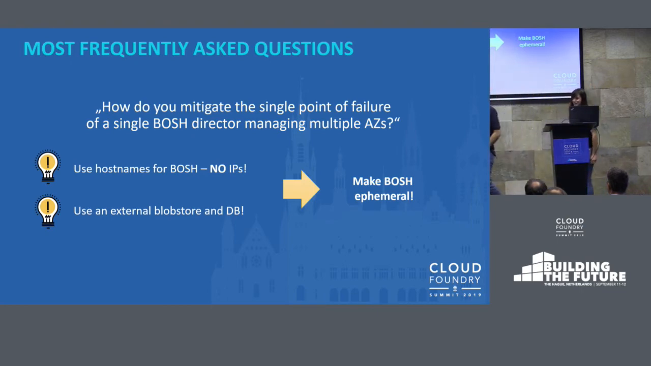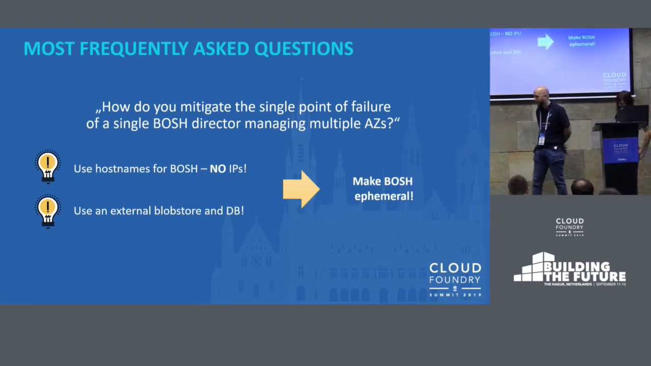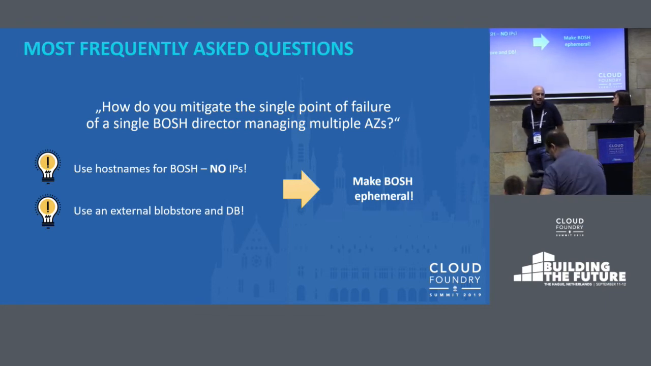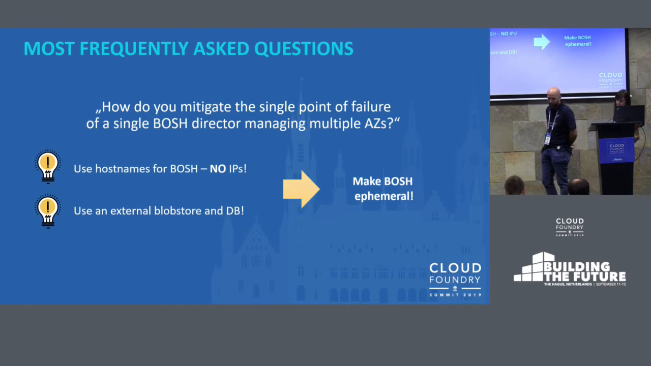So a common question is, how do you mitigate the single point of failure of a single BOSH director managing multiple AZs? Because as you've seen in the picture in the beginning, we have 3 physical AZs, and as you might know, BOSH is not HA yet. Maybe it will never be, but who knows? Well, one thing we do is we use DNS host names for our BOSH. In pretty much any example you will see online, or the BOSH deployment, or anywhere, it's always based on IPs, but that would be very bad if we had to move around our BOSH director.